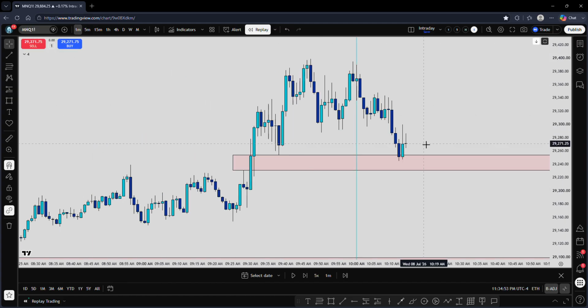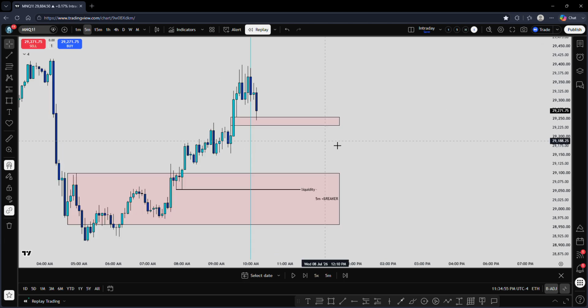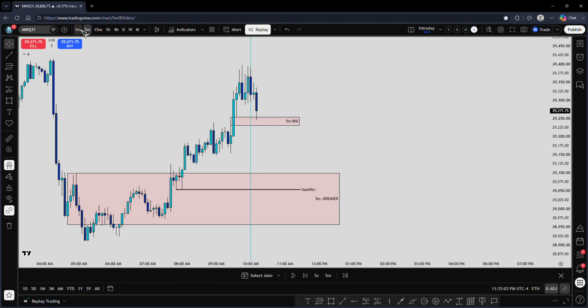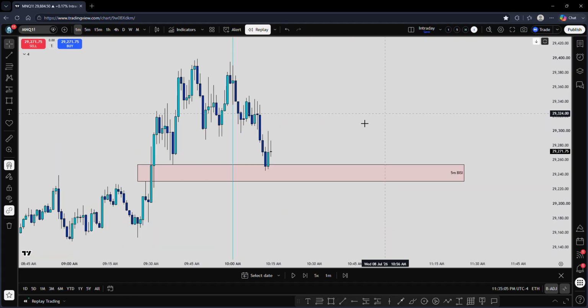This, what I'm about to showcase, let's call this what it is first, 5-minute BISI. 5-minute BISI, okay. Now let's go down to 1 minute. And now that we have that close, where we wick down into it and we closed above it, we want to wait and watch if we get a 1 minute inversion for value gap.